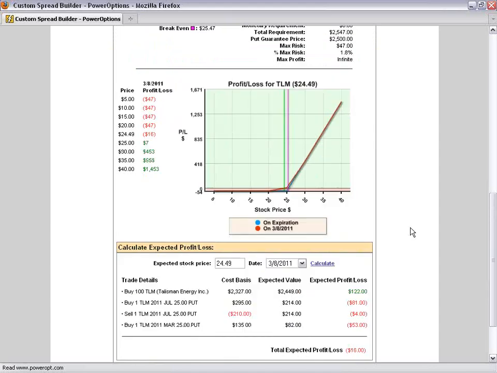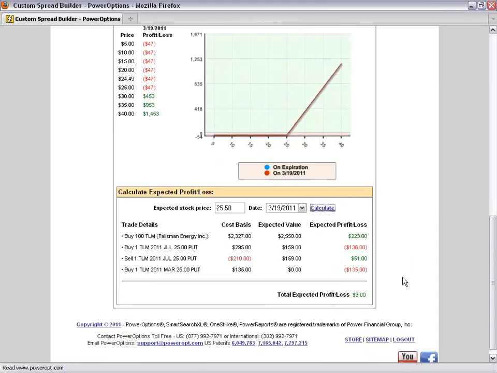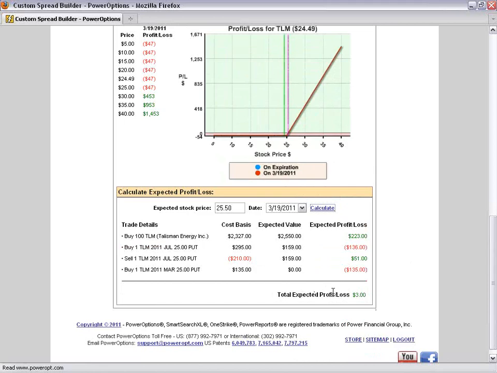Now what would happen in this scenario with income method number 3? Let's say the stock moved up to $25.50, moved up another $1 on March expiration, 3/19. Let me take a look there. So my total expected profit and loss, and this includes both, of course, is adjusting accordingly. So really, if the stock was up at that price after doing this income method number 3, I wouldn't have a lot of gain on the position.